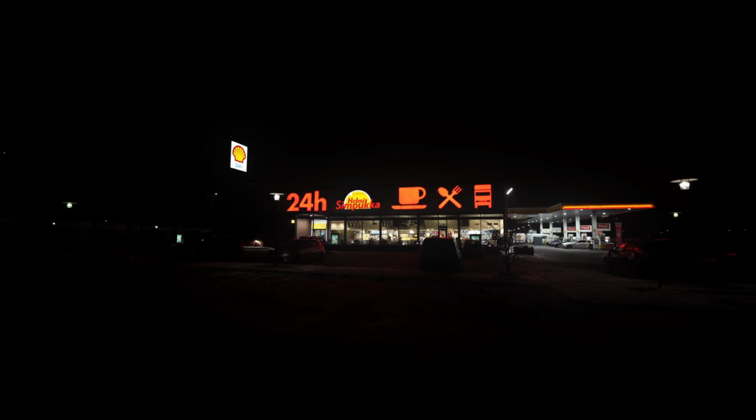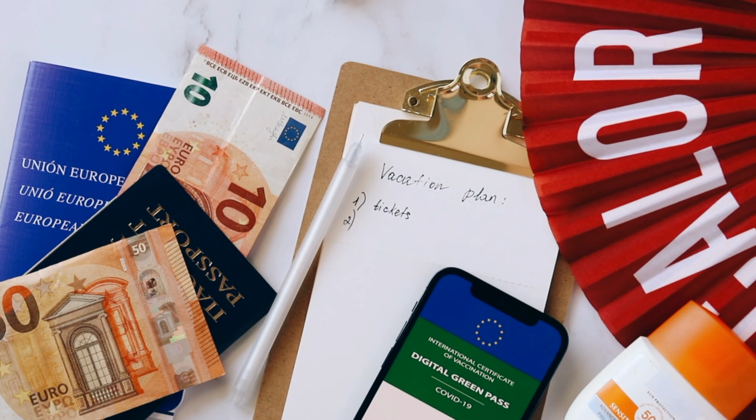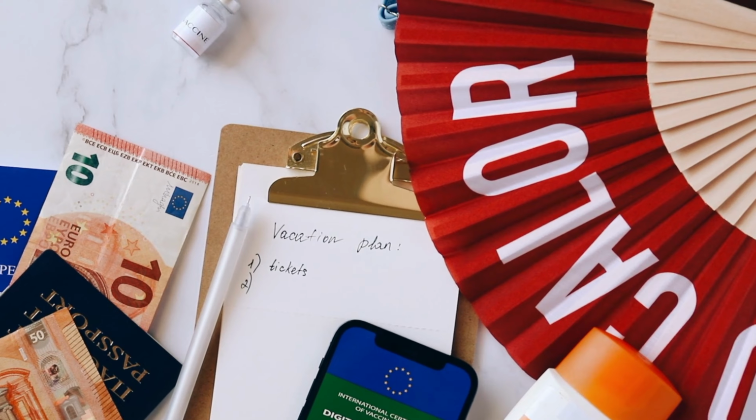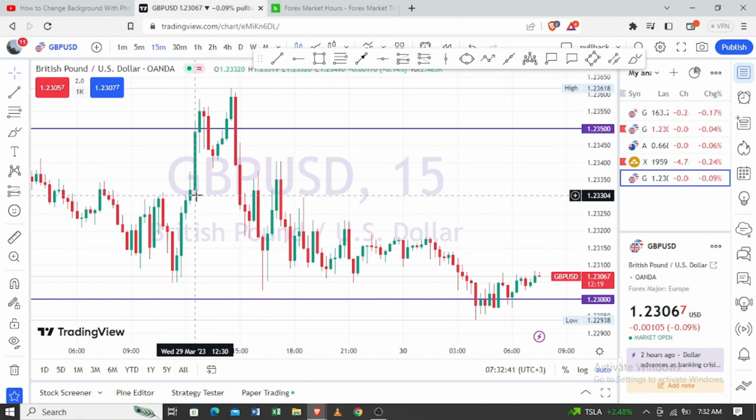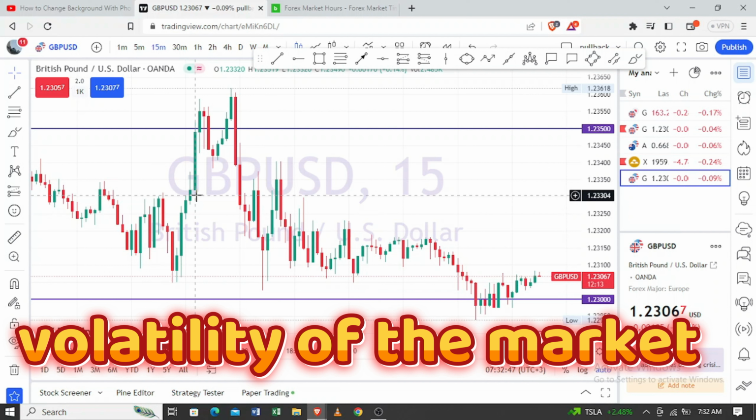Foreign exchange is a 24-hour market that operates around the world. As a result, there are different time zones that traders need to be aware of. These time zones are very important because you can know the volatility of the market.